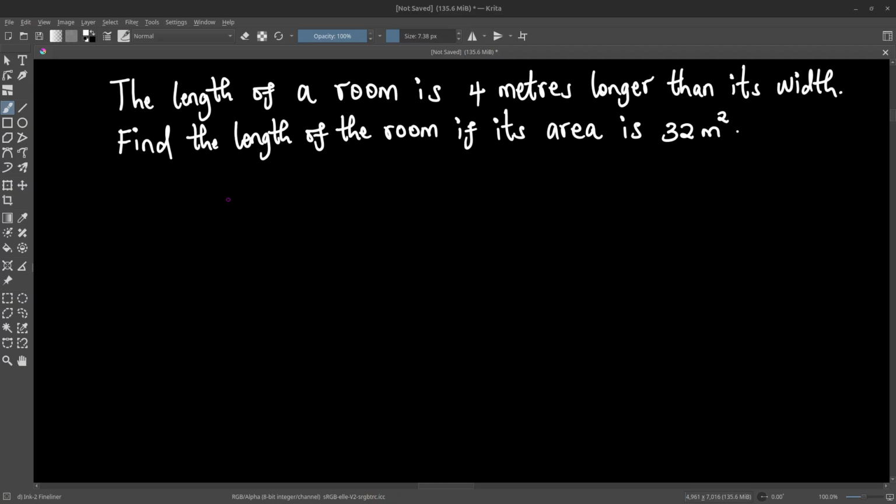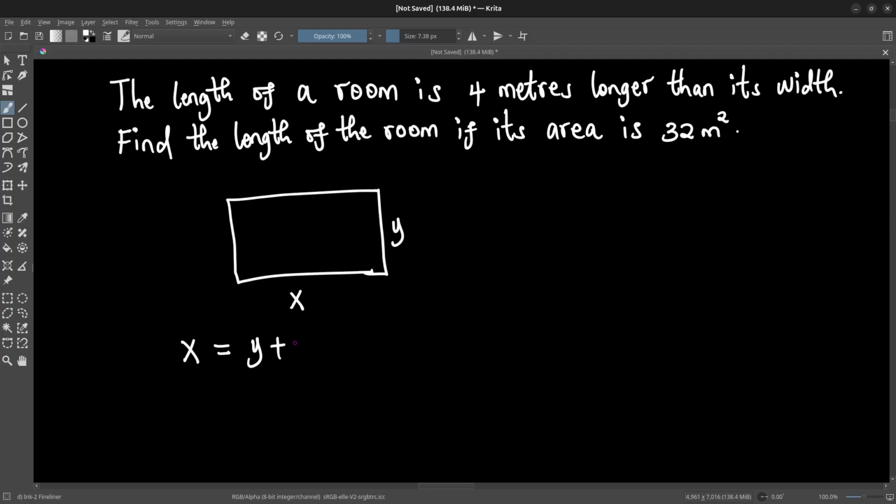So we have a room, and the room has, of course, the length, which is, let's say, x meters, and it has the width, which is y meters. So we are being told that the length of the room is 4 meters longer than its width. This means the length, which is x meters, is the same as the width plus 4, since the length is 4 meters longer than the width.